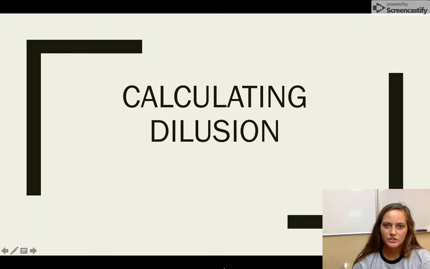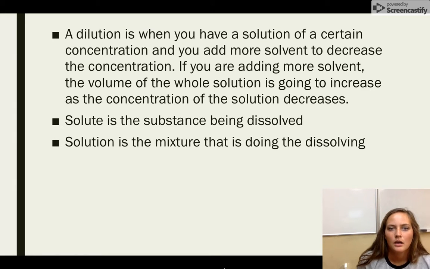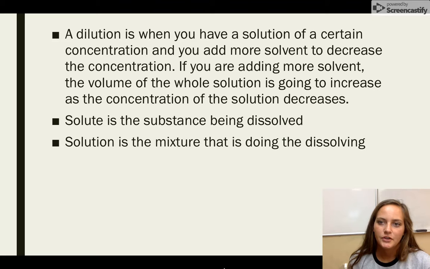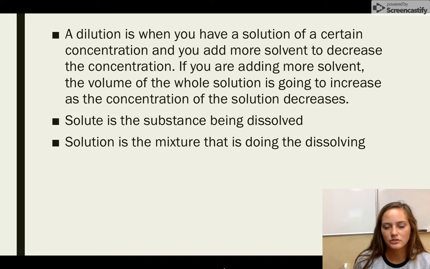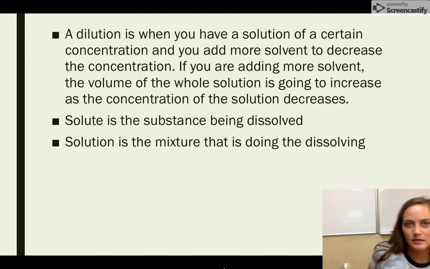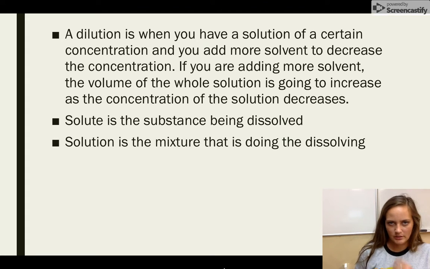Today, I'm going to be showing you how to calculate dilution. A dilution is when you have a solution of a certain concentration and you add more solvent to decrease the concentration. If you're adding more solvent, the volume of the whole solution is going to increase as the concentration of the solution decreases. The solute is the substance that is being dissolved, while the solution is the mixture that is doing the dissolving.